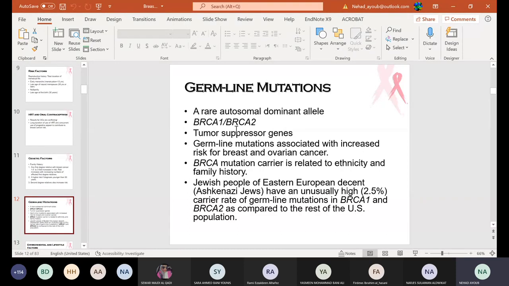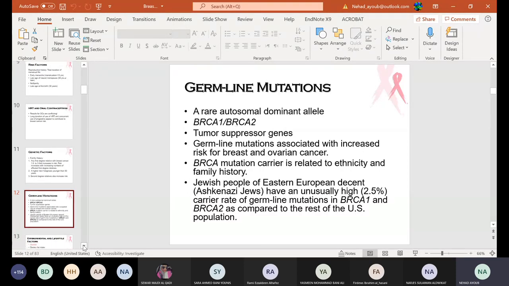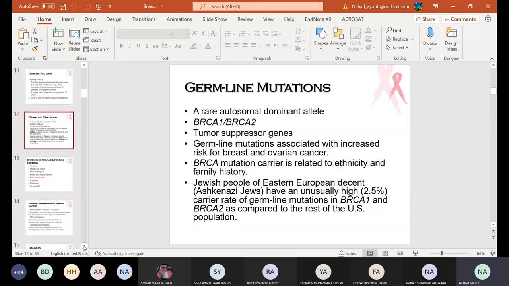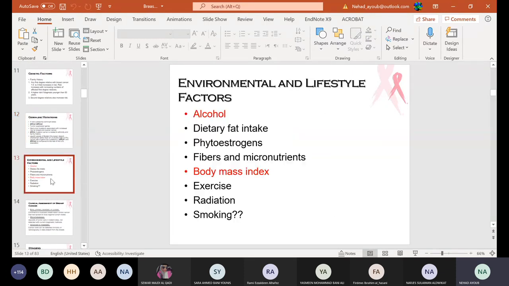The BRCA genes are not the leading cause of breast cancer cases, but they are a very important and very strong cause if they exist and are mutated. Now, before we stop, there are environmental and lifestyle factors. By definition, these are modifiable factors. You can control your diet, your physical activity, exposure to radiation, eating habits, and so on.